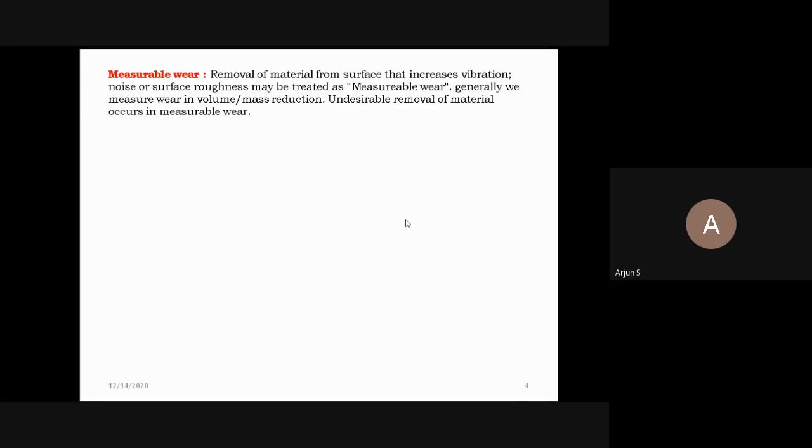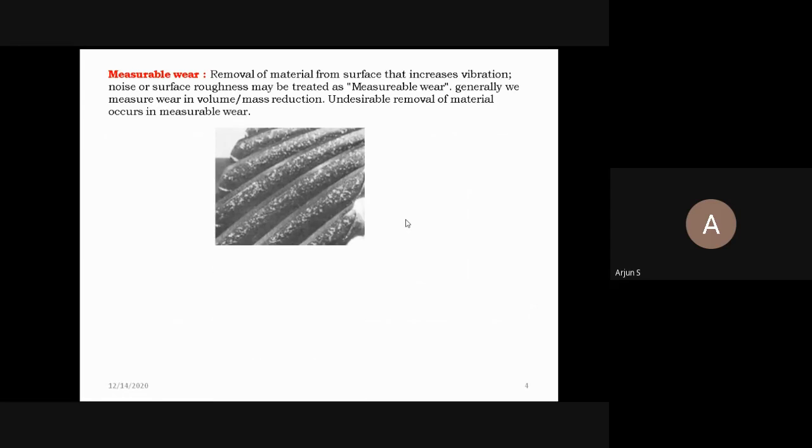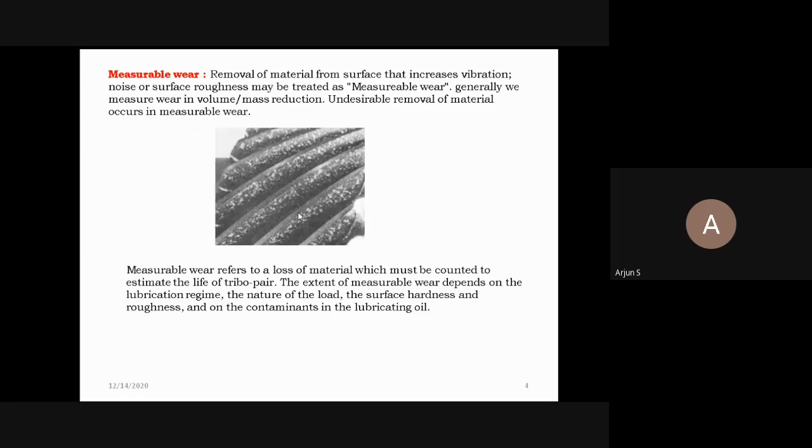Next comes measurable wear. Here, a known amount of material will be removed from the surface, which might cause vibrations, noise, or surface roughness. Any measurable amount of material removed from the surface. Generally, we measure the volume or mass reduction, the amount of material lost. The undesirable removal of material usually occurs in measurable wear. You can take an example where you remove unwanted material from the surface in a larger quantity compared to zero wear.